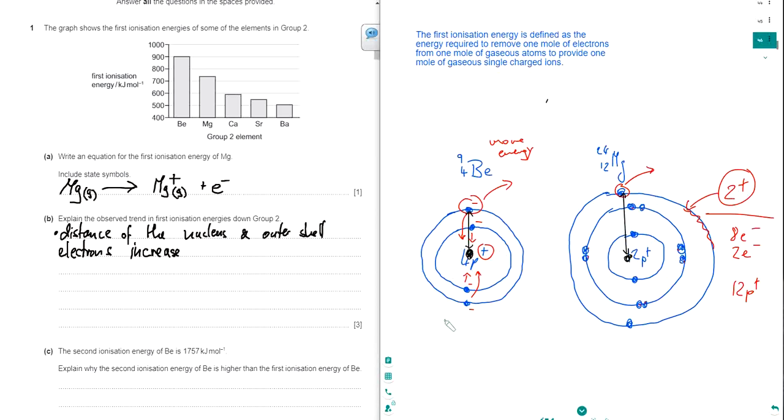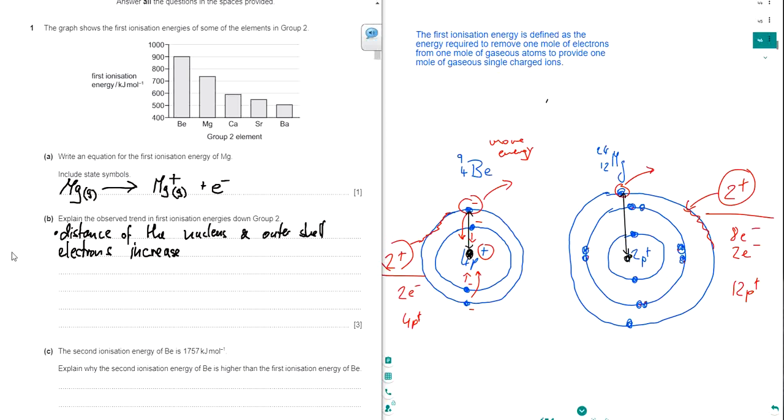If we look at beryllium, we have a total of 4 positive charges, and then we have the first shell with 2 electrons, and then the second shell is the outer shell. So here as well we have a total of 2 positive charges affecting the outer shell. So that is basically the same in both atoms. The charge that affects the outer shell is basically the same in magnesium and beryllium.